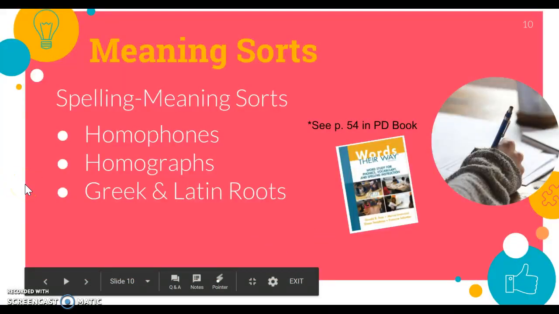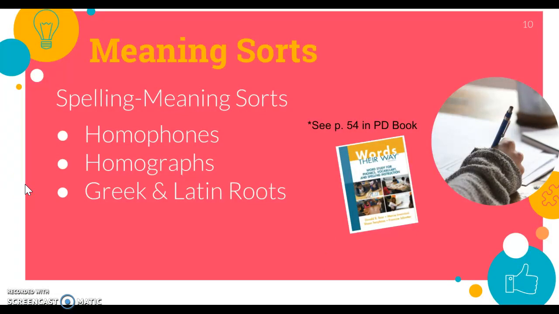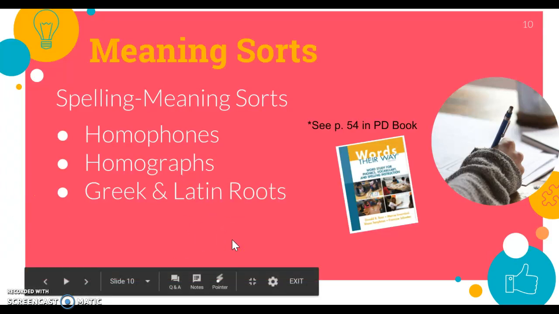The last type of sort that you'll be working with are meaning sorts. So things like homophones, homographs, and Greek and Latin roots. Again, this is one thing that I'm super excited that Words Their Way will provide for us. We have a systematic way to teach Greek and Latin roots, which is something we did not have in the past. And there's huge gains that students can make in all three, spelling, reading, and writing, if they have the knowledge of Greek and Latin roots, which is not only going to help them in literacy, that's going to help them in social studies and science as well. For more information on meaning sorts, see page 54 in the PD book.